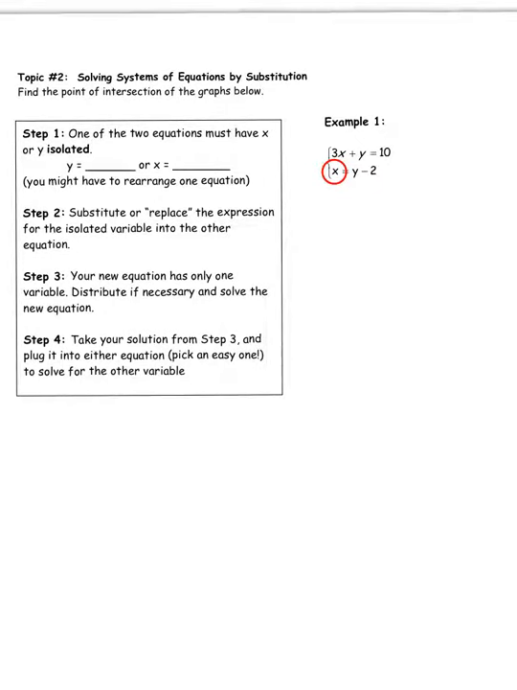Hi everyone, we are on Unit 4, and this is Topic 2. In Topic 1, we talked about how to solve systems of equations by graphing. In Topic 2, we are talking about how to solve systems of equations using a method called substitution.